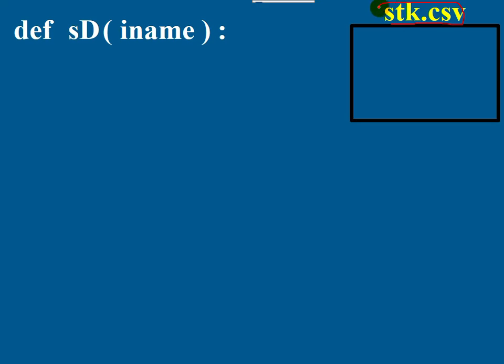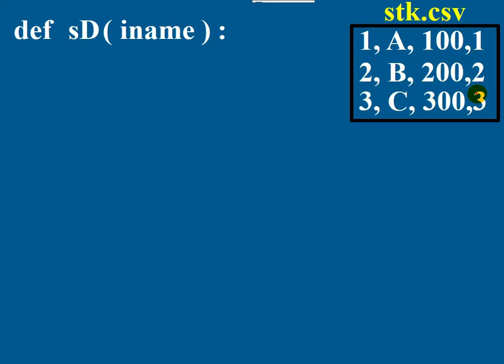It contains several records. To explain this function, let me take three records. Record 1: item code, item name, price and quantity. Like this, let me take two more records. Record number 2, record number 3. Using this function, I want to check whether this item is there in the CSV file or not. Let me take an example for item name.